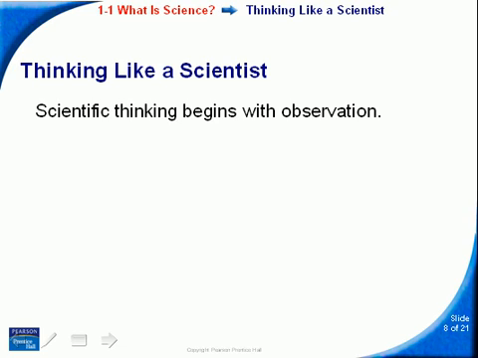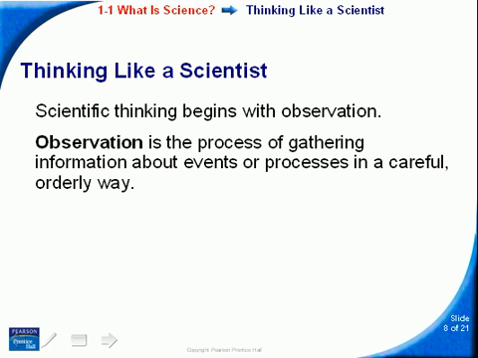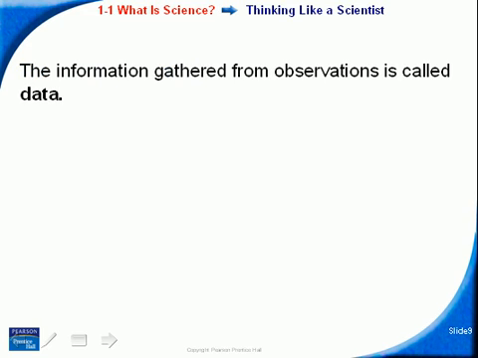So first, we're going to talk about the first part of science, which is that it begins with an observation, and you're gathering information about events and processes. And I like the last part there. It says in a careful, orderly way. We're not going to do it haphazardly. We're going to plan it, and we're going to be very careful how we do this.